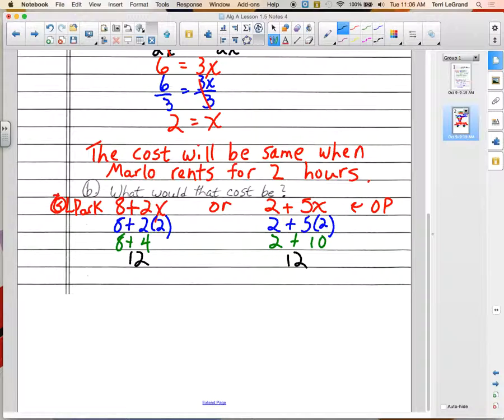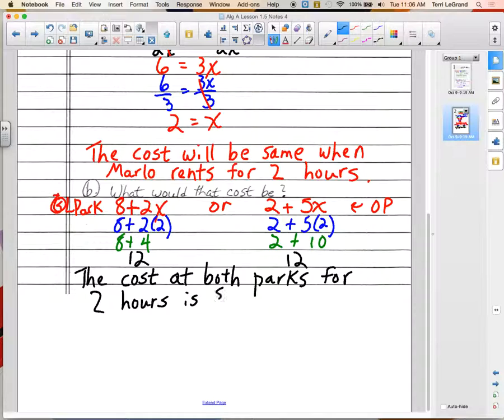Okay, the cost at both parks for 2 hours, that's what we were doing it for. When would it be the same? This is the only time it would be the same. The cost at both parks for 2 hours is $12. There's not another number of hours that they would both exactly be the same. This is a one solution one, not an infinitely many. Okay, let's be done.